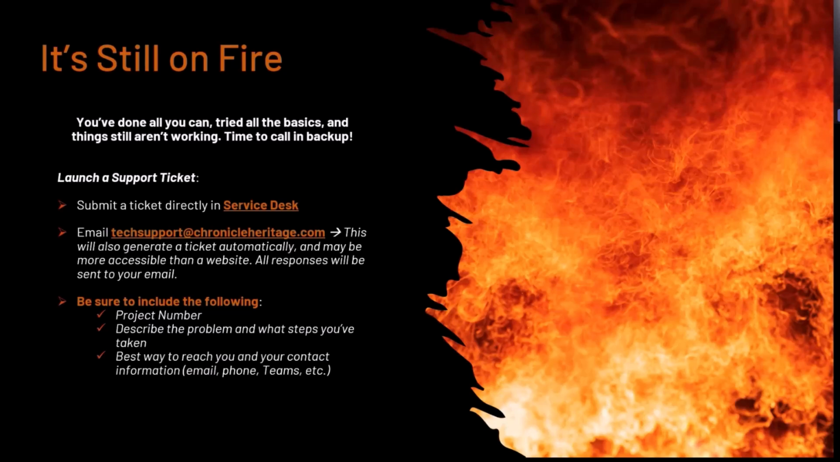If you as a field tech do not have access to a Chronicle Heritage email, you may need your field director or PM or somebody to submit this on your behalf. When you're submitting requests, do make sure you include some vital information like the project number, especially if it's a GIS thing, which tells us specifically which map to go and investigate and try to fix. Describe the problem and what steps you've taken so we don't waste your time having you redo stuff that you've already tried. And then also the best way to contact you.